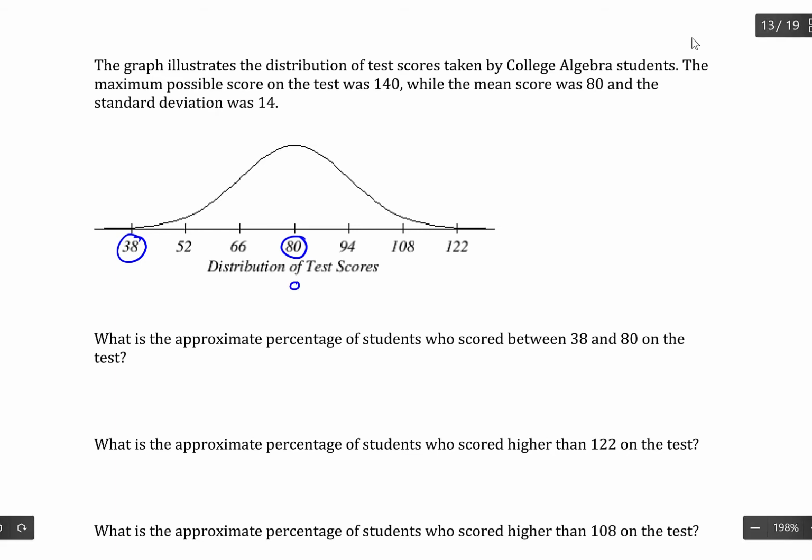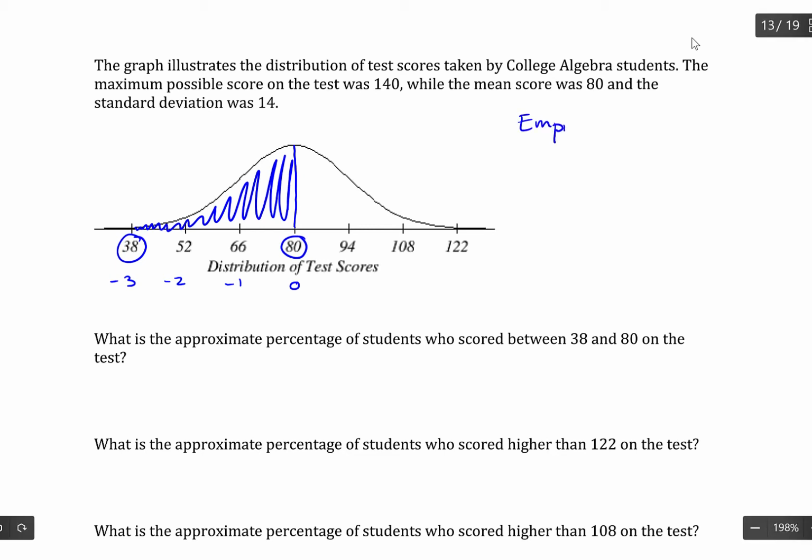So 80 is the mean, so I'm going to mark that as 0 as the mean. 38 is 1, 2, 3 standard deviations below the mean. So the region that I'm looking for is this amount of area here. So let's see how the empirical rule could help me find that.